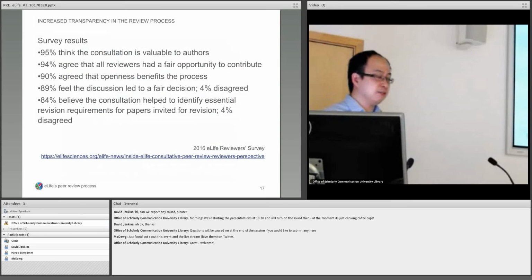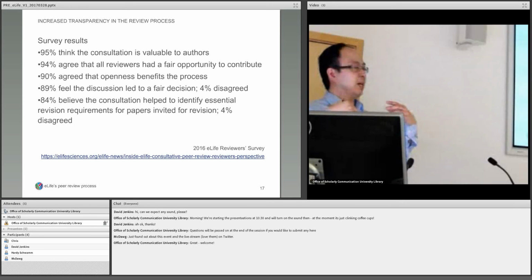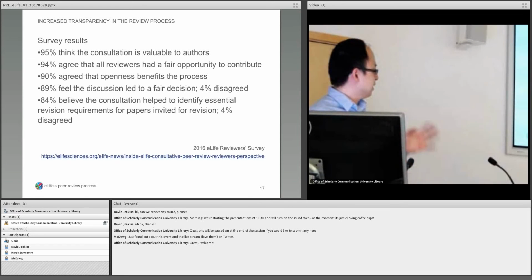We did a survey of 1,000 reviewers. In general, most of the reviewers found the consultation process was valuable and that the openness benefits the process. A majority of the reviewers also found that the discussion led to their decision, and also believed that it allowed them to identify, for example, the essential revisions that were requested.